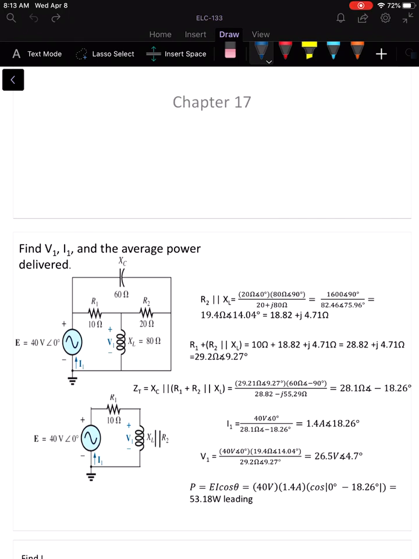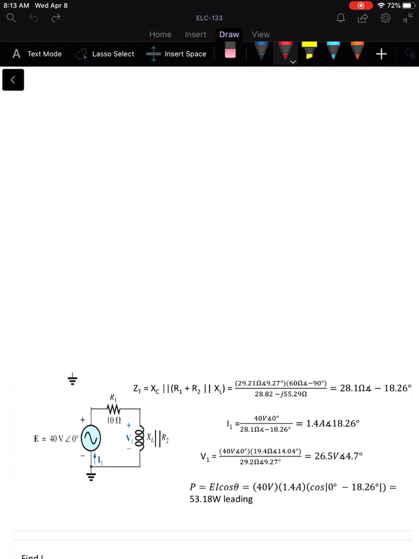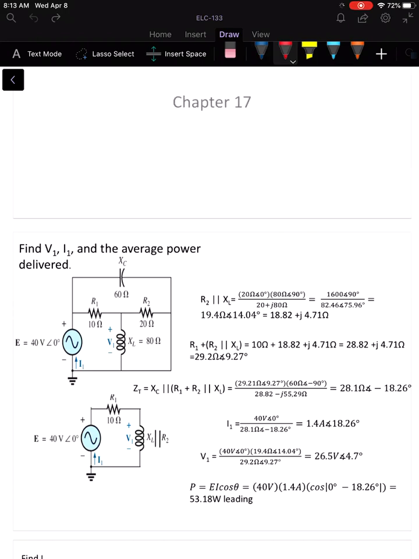First thing I think we'll do is reduce this circuit down to a total impedance and use Ohm's law to find our source current, which is I1. So we want to identify the impedances we can combine. Notice that our inductor and R2 are connected on one side, and they are connected on the other side at ground. So that means they're in parallel.